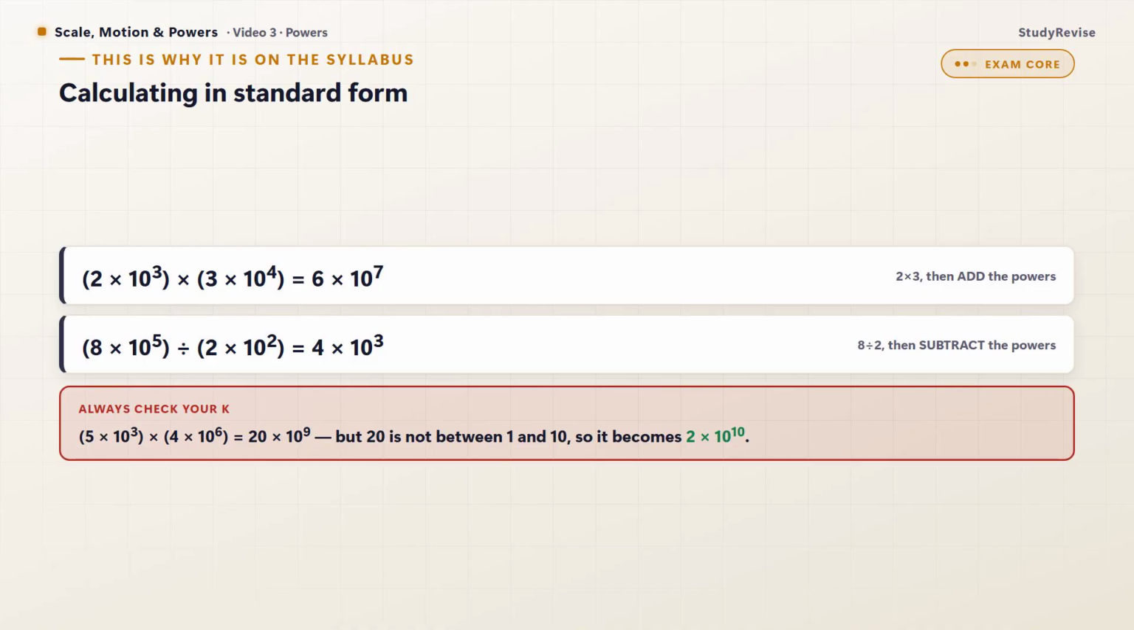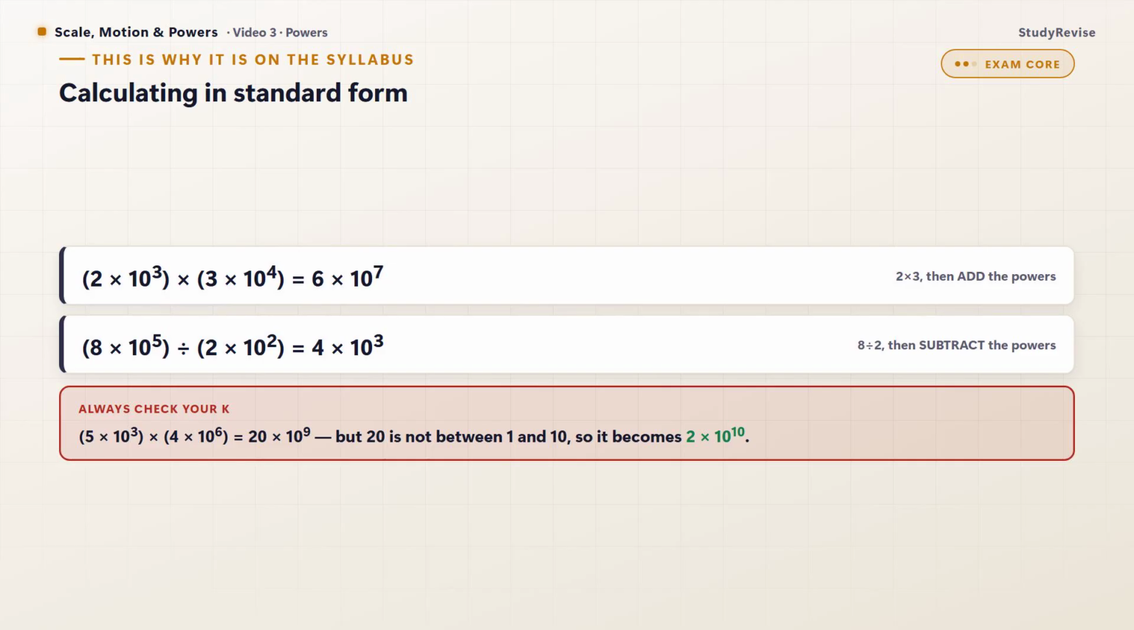Done. Divide 8 times 10 to the 5th by 2 times 10 squared. 8 over 2 is 4. Subtract the powers. 5 minus 2 is 3. 4 times 10 cubed. Notice you did not do any new mathematics there. You used the first 2 index laws and nothing else.